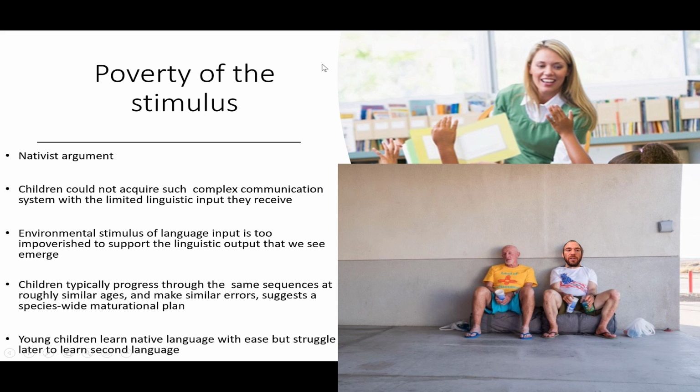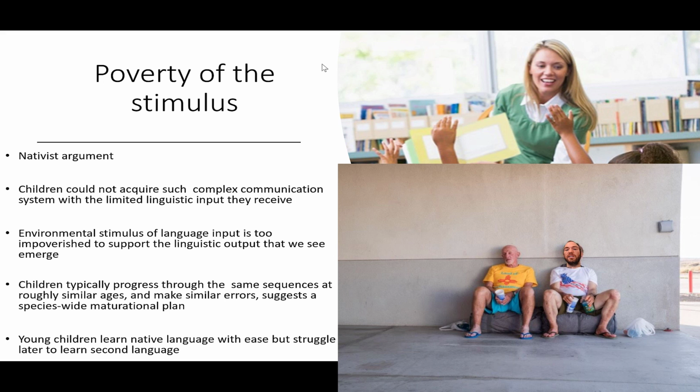Poverty of the stimulus. This is a nativist argument. What they argue is that children could not acquire such complex communication systems with the limited linguistic input they receive. Environmental stimulus of language input is too impoverished to support the linguistic output that we see emerge. Children typically progress through the same sequences at roughly similar ages and make similar errors, which suggests a species-wide maturational plan. Young children learn native language at ease, but struggle to learn a second language in later life.